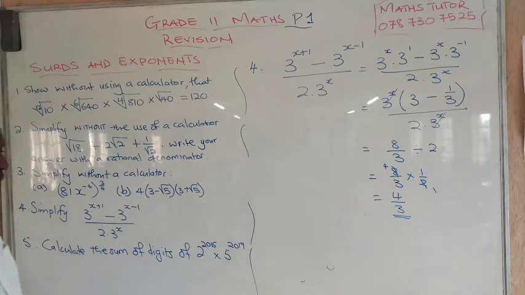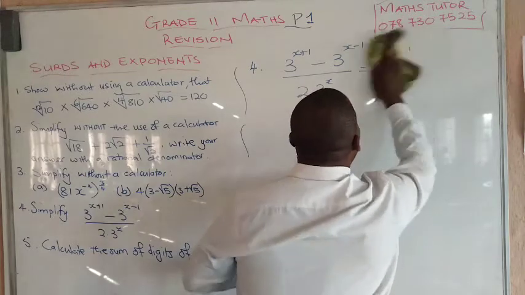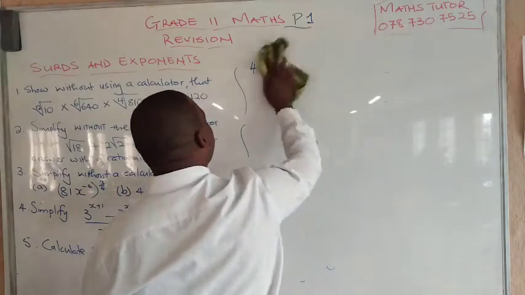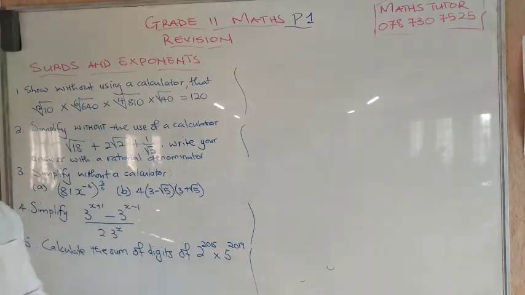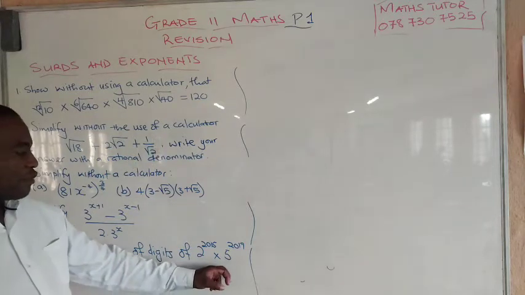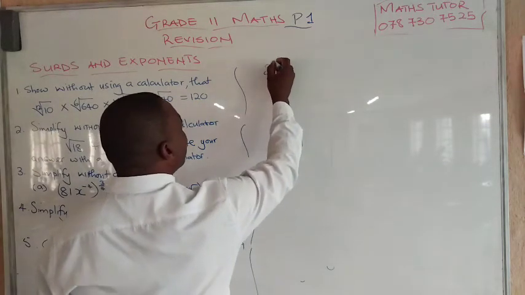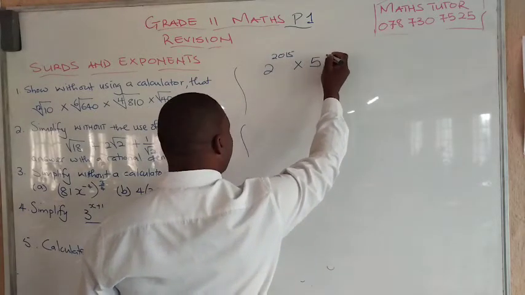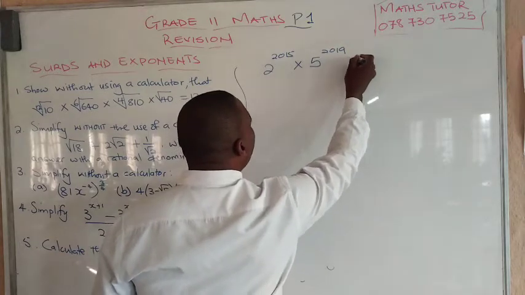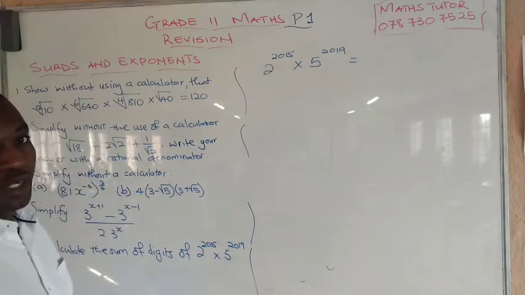Then the last question, you are asked to find the sum of the digits of 2 to the power 2015 times 5 to the power 2019. So what we do with this one, if you put this on the calculator, it will give you an error. That means you will get stuck if you don't have a way forward.